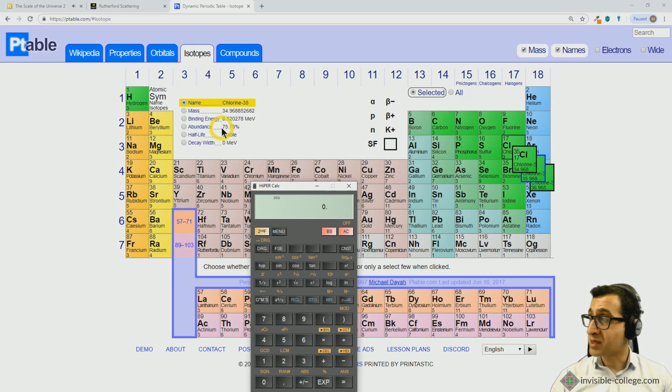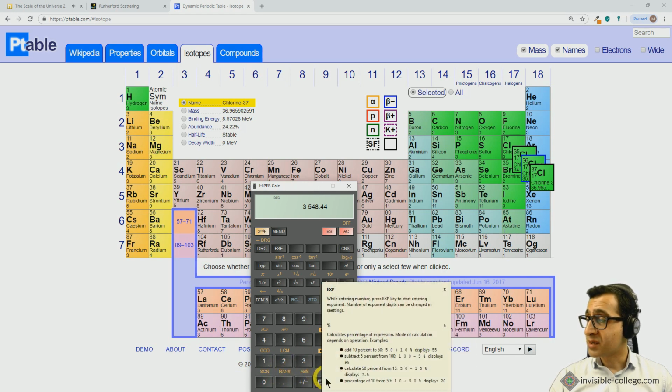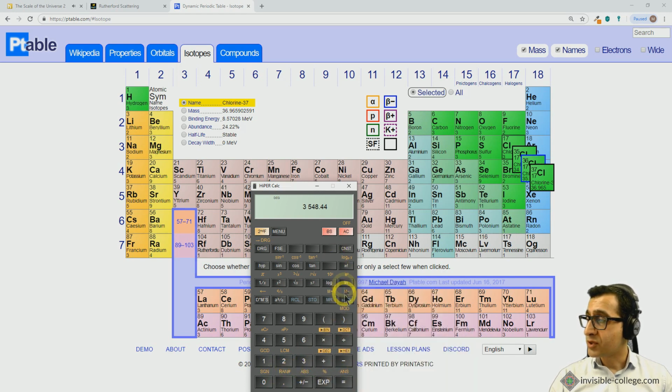So chlorine-35 is present in an abundance of 75.78. So we would take that, 35, multiply it by its percentage abundance, 75.78. And then we add that to chlorine-37. So we take the mass number, 37, multiply it by its percentage abundance, 24.22. And we then divide this by 100 to get the relative atomic mass, which is 35.5 or thereabouts. And so this is how relative atomic mass is calculated.